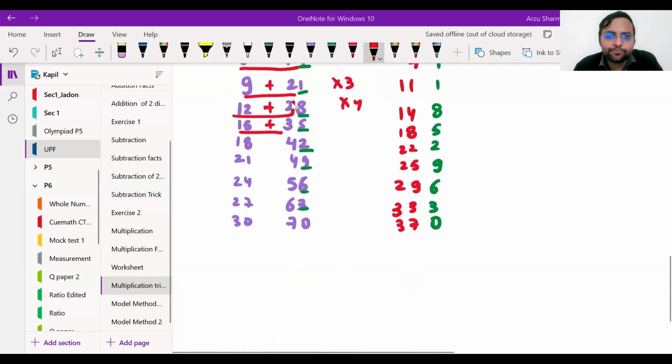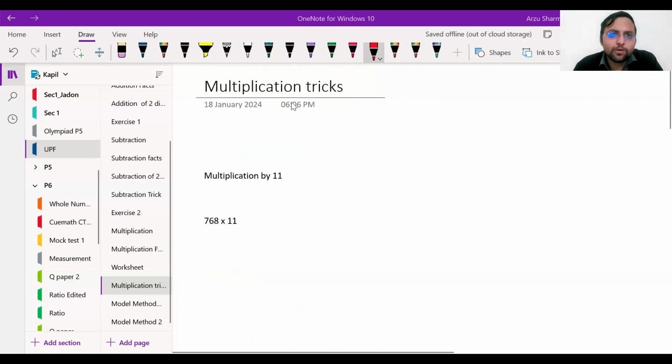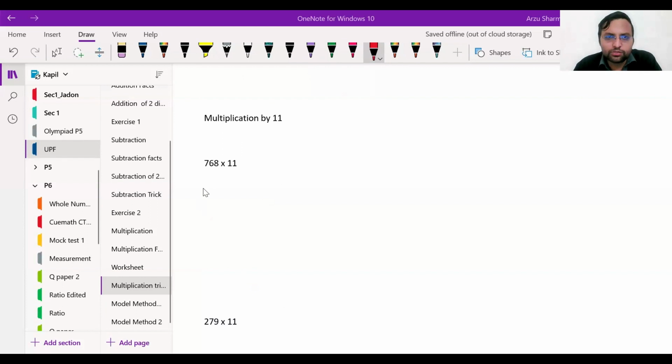Now let's come to another one. Multiplication by 11. How do we multiply by 11, especially 3-digit numbers or 2-digit numbers? Let's discuss it. We have 768, and we need to multiply it by 11. So the first step is to write the ones digit of this number as it is. That will be a part of the product.